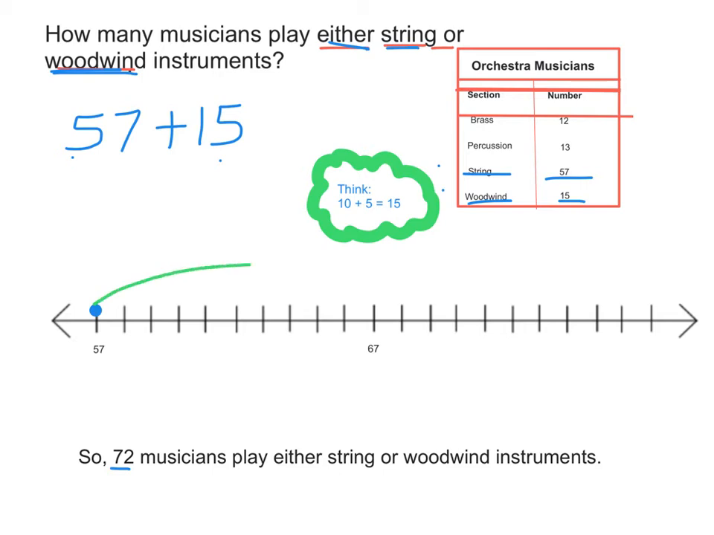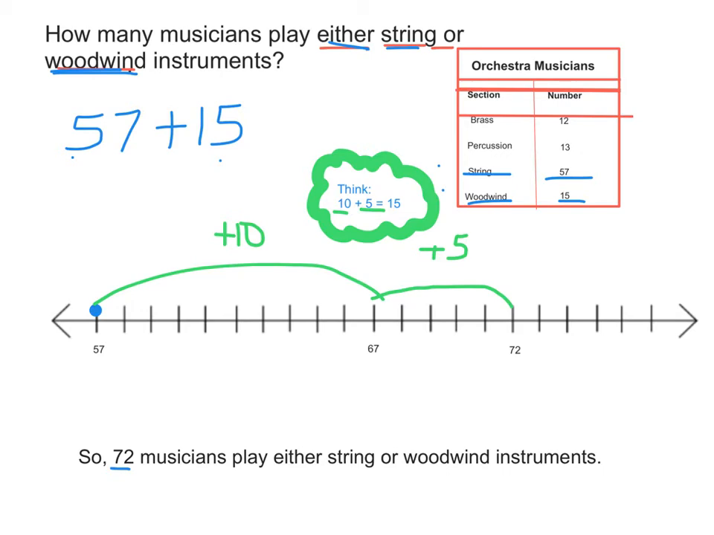So starting from that 57, let's go ahead and add 10, since 10 plus 5 equals 15. Well, 57 plus 10 will give us 67. We added 10, now we need to do 5 more. So if we move 5 more, that would leave us right over here. And 67 and 5 more makes 72. So 72 musicians play either string or woodwind instruments.